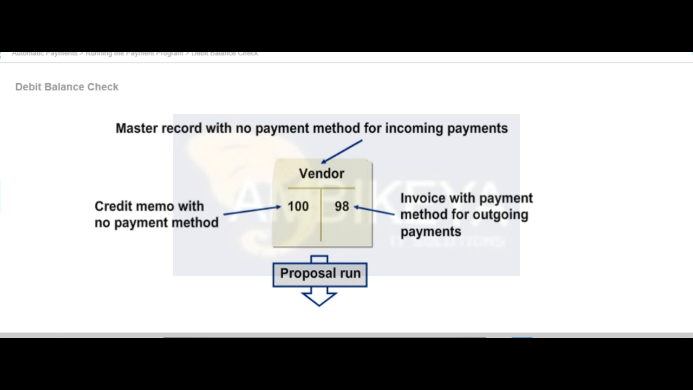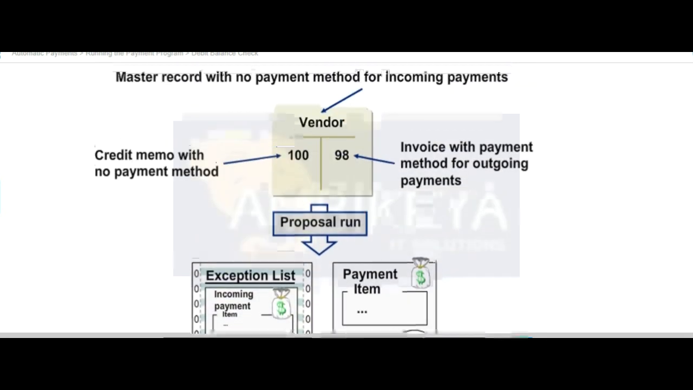As the payment cannot be made without a suitable payment method, the credit memo for 100 is entered in the exception list during the payment proposal. As the item contains the payment method, the invoice for 98 is paid. Previously, as payments to persons who owe your company money had to be blocked manually, the system could not handle payments automatically.